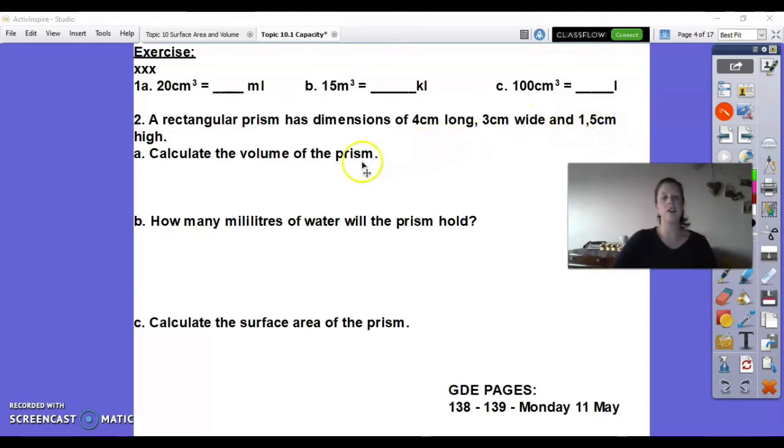First, calculate the volume of the prism. Remember to put your formula in first. Then it asks you to calculate how many milliliters of water that prism will hold. And then it asks you to calculate the surface area of the prism. Remember surface area? You also need a formula for me over there.